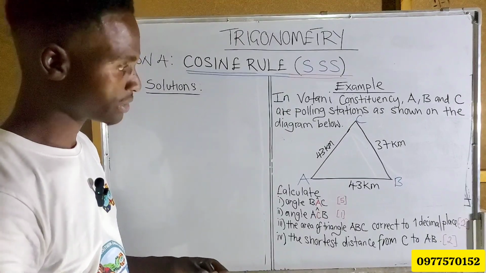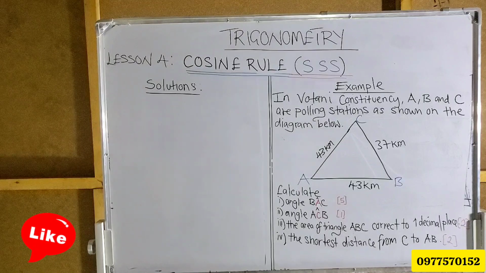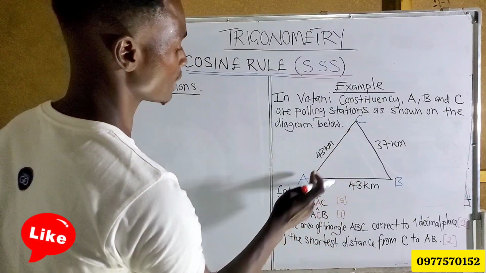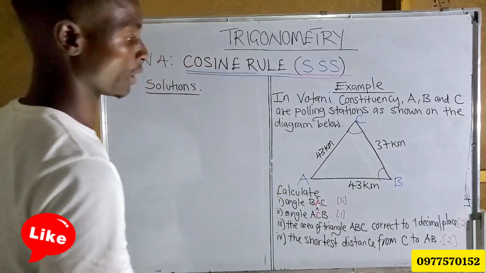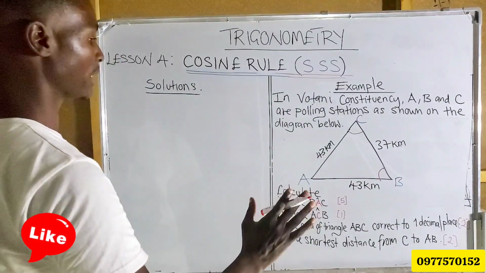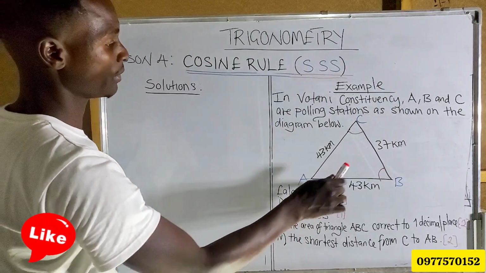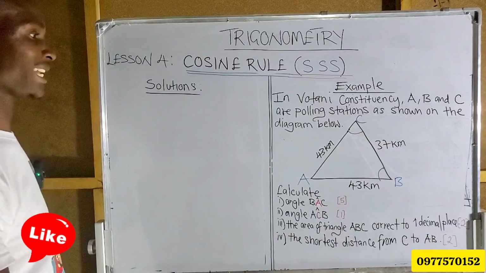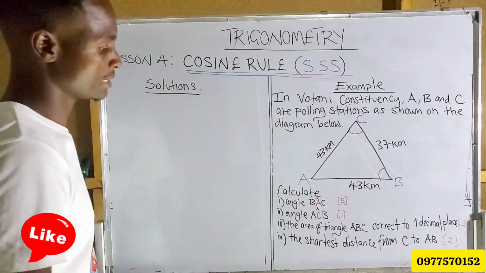What is an isosceles triangle? An isosceles triangle is a triangle whose base angles are equal. Since AC is equal to BC, this angle is supposed to be equal to this angle. Though this is not drawn to scale, this angle is equal to this angle. You should know that. So if we find this angle, it's easy to find the two angles, because this is an isosceles triangle.